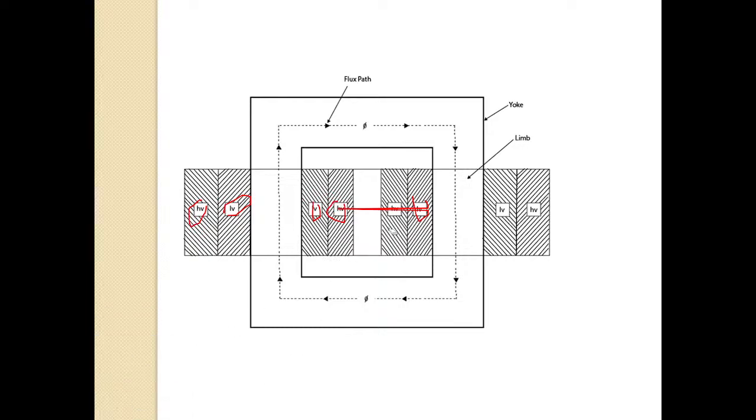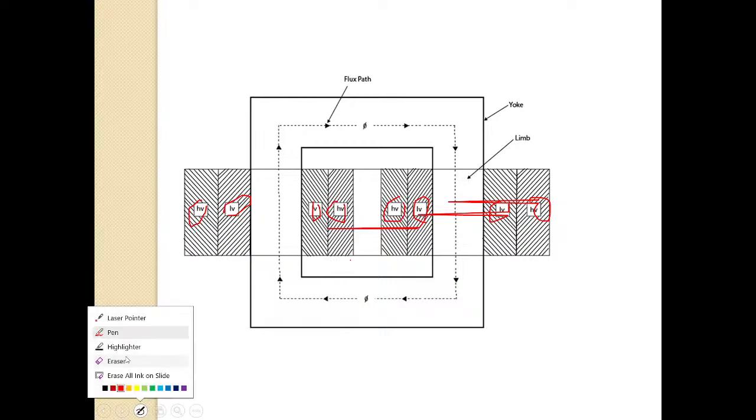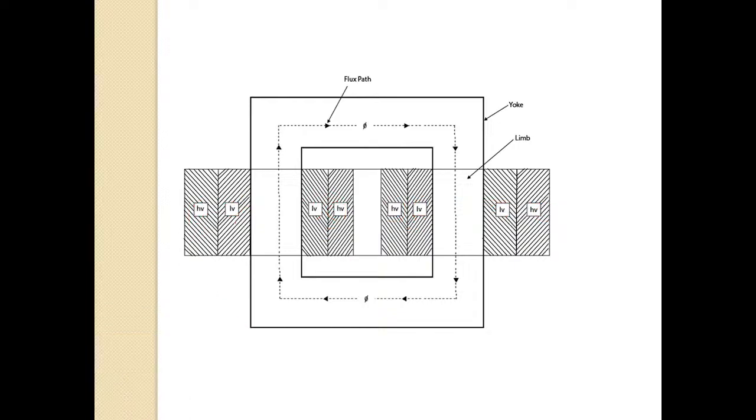Similarly, low voltage winding is placed nearer to the limb, and high voltage winding is placed after that. So in order to avoid the leakage of flux: low voltage, high voltage, low voltage, high voltage. Similarly, around this limb, low voltage and high voltage.